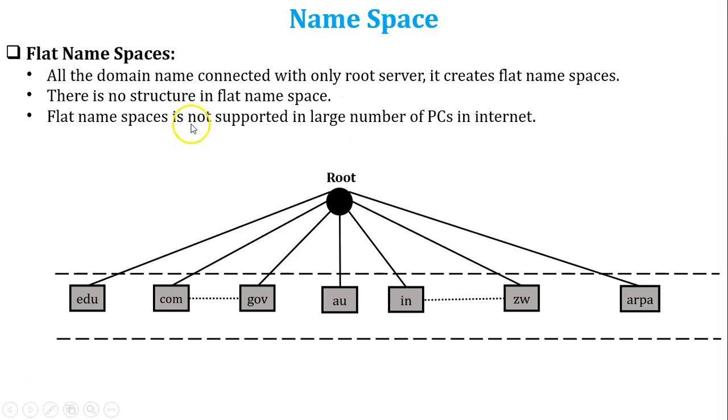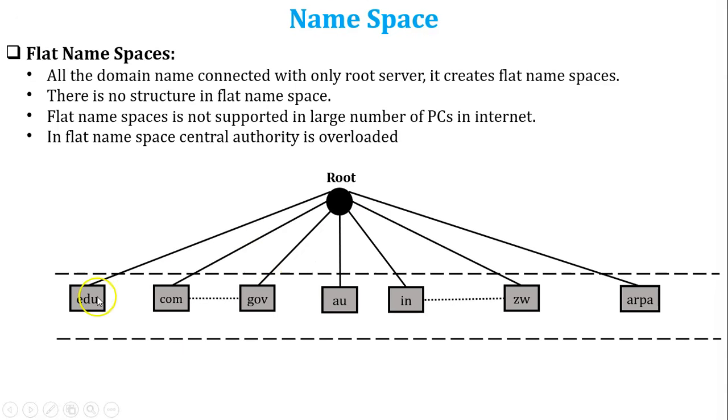Next, flat namespace is not supported with a large number of PCs in the internet. Nowadays in the internet, there are millions of PCs connected with each other through the DNS. So whenever there is a large number of PCs in the internet, at that time flat namespaces do not work. Next, in flat namespace, the central authority is overloaded. We have already discussed that. All the nodes in the internet are connected with the root node. So whenever a new node is added into the internet, it is directly connected with the root node. So the central authority is overloaded.